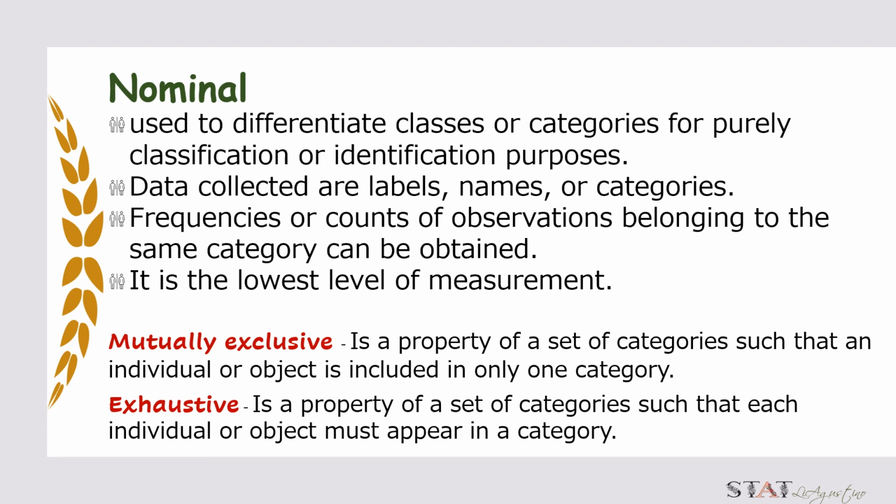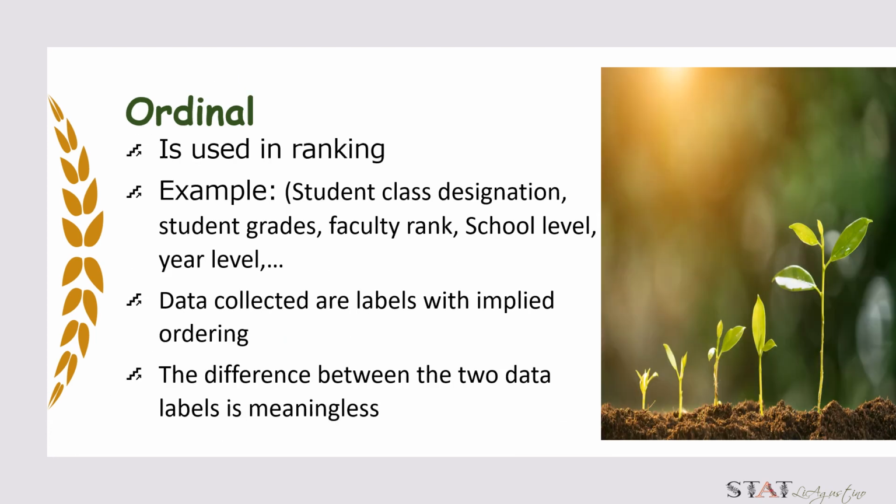Mutually exclusive and exhaustive. Another level of measurement is ordinal. So from the word itself, order, it is used in ranking. For example, student class designation, student grades, faculty rank, school level, year level. So data collected are labels with implied ordering. So first honor, second honor, third honor. So that's an example of ordinal.